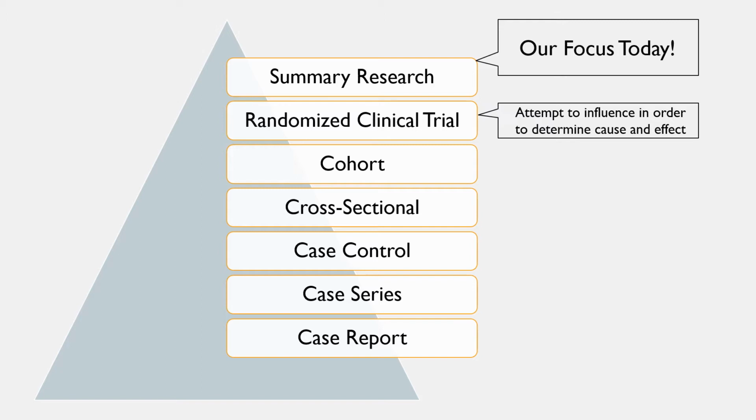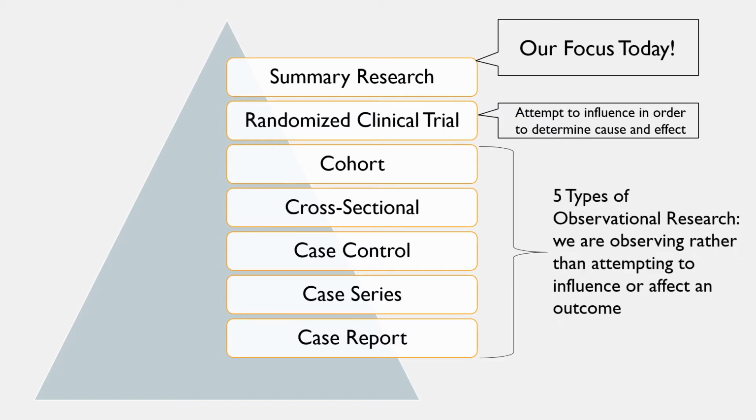Next question is, what is a defining characteristic of observational research? That's right. There's 5 types of observational research, and we are observing rather than attempting to influence or affect an outcome.